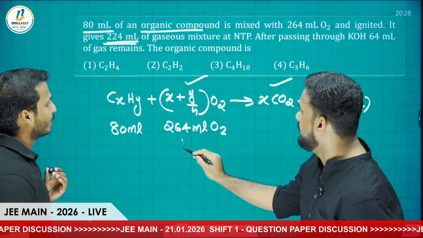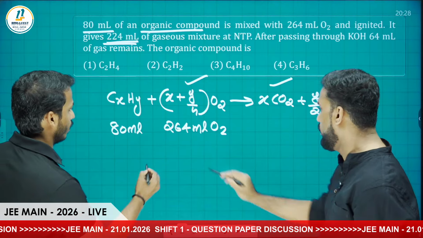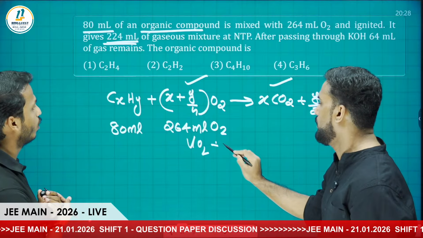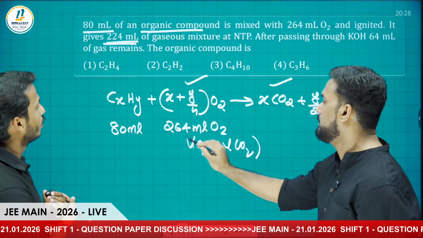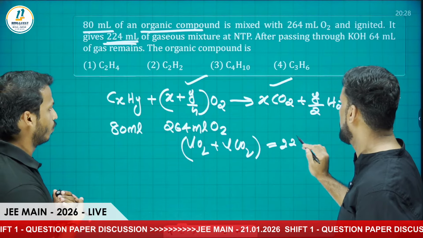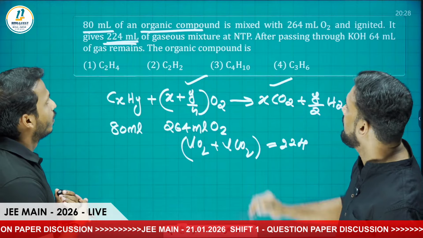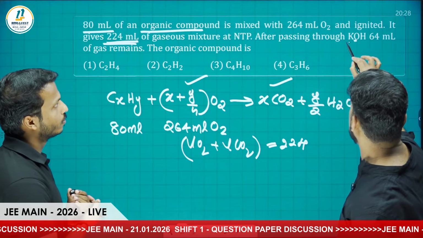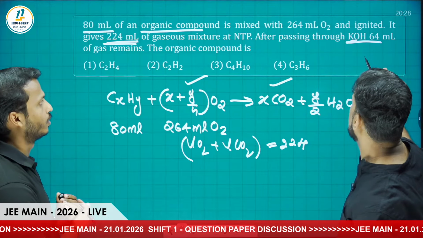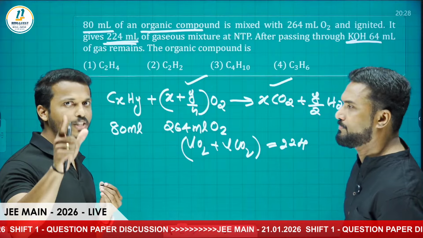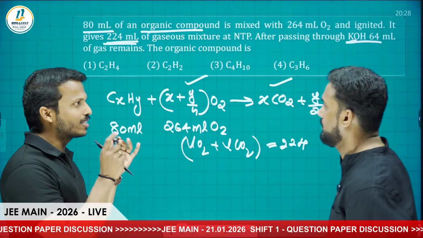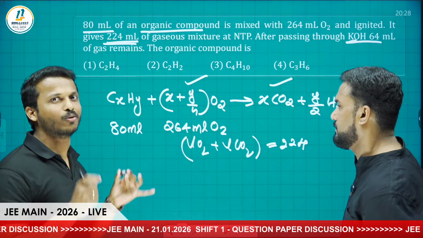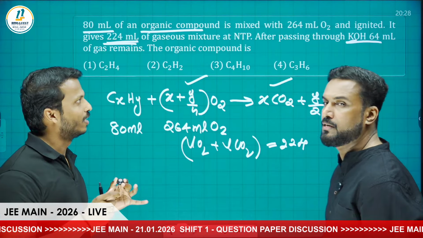So volume of O2 plus volume of CO2 is equal to 224, right? And after that, they are telling that after passing through KOH, KOH means you will get the count of CO2. KOH is a base, you know. That's the main part in the question, the biggest turning point.